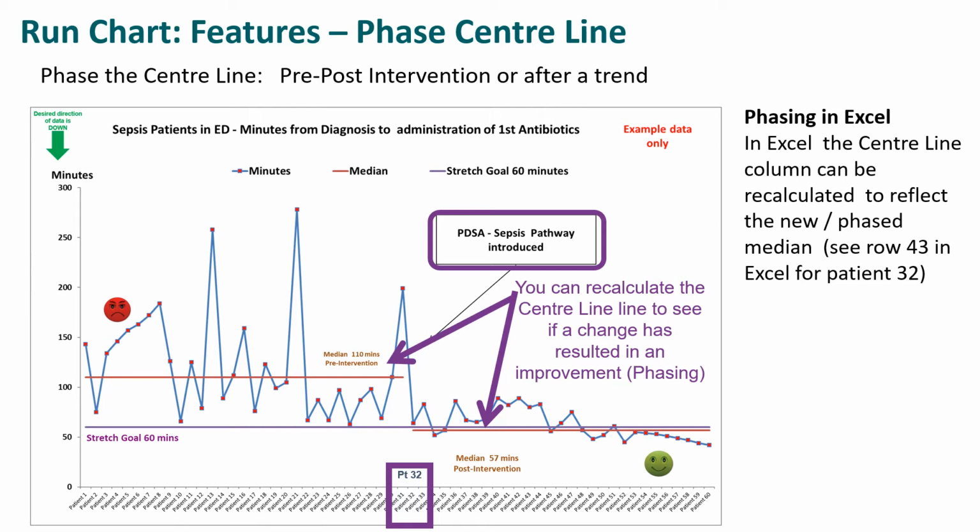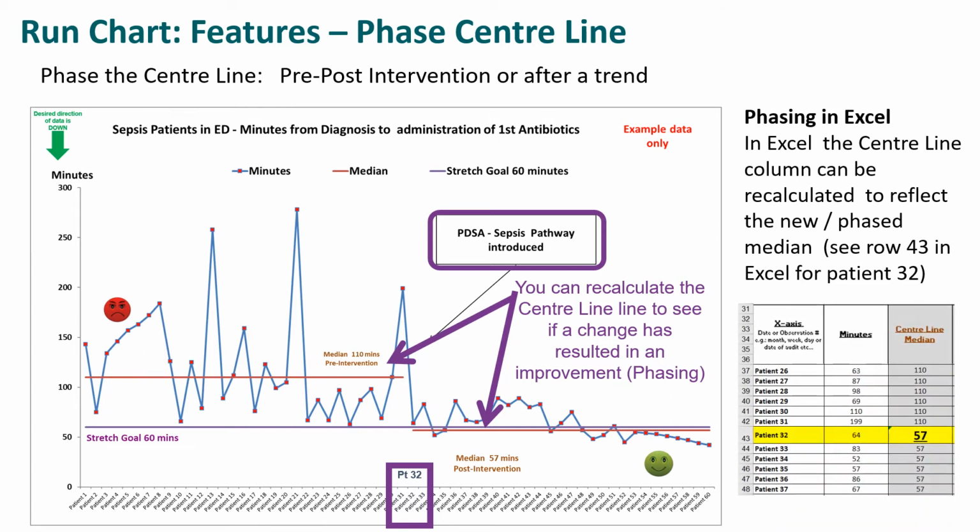So phasing in Excel, the centre line column can be recalculated to reflect the new or phased median. So if you see row 43 in this Excel sheet, this is for patient 32. So you have a median pre-patient 32 and post 32, it's been recalculated.